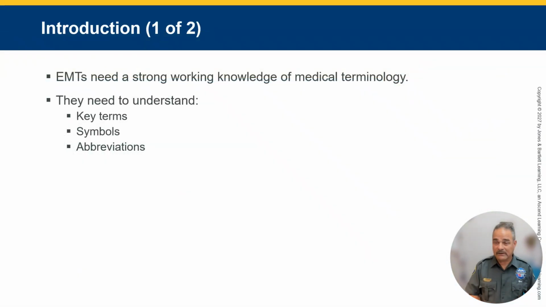All right, so as a quick introduction, EMTs have to have a strong working knowledge. This will also aid you in taking your tests in the future, not only our course exams and our course quizzes, but the National Registry exam. You have to know what pericarditis means. You have to know what peritonitis or retroperitoneal space means. If you don't know these things, you're going to miss the questions. So medical terminology is one of those huge things that you've got to have within your vocabulary. You need to be able to understand those key terms, okay, for effective communications, your symbols, and also your abbreviations.